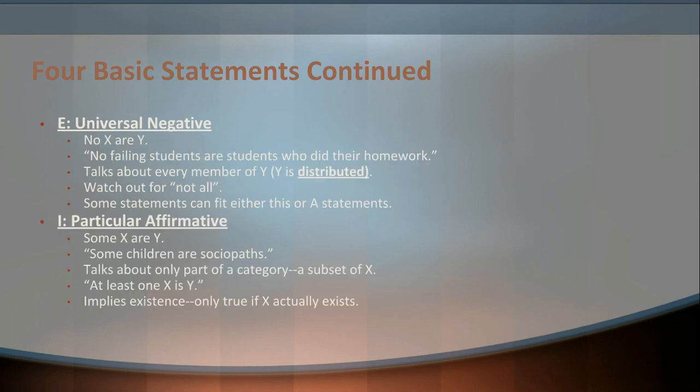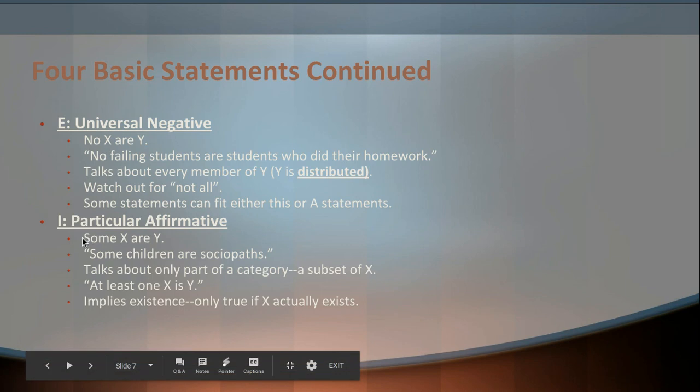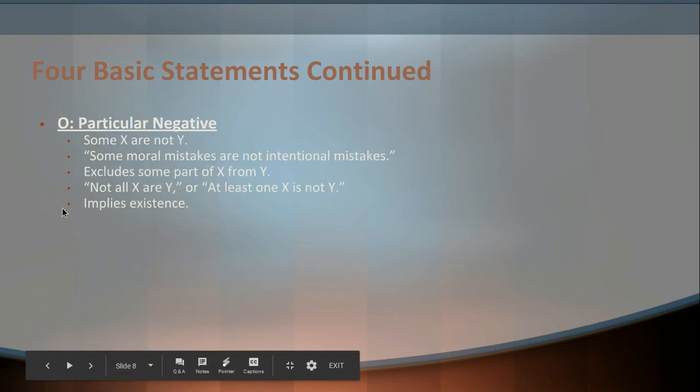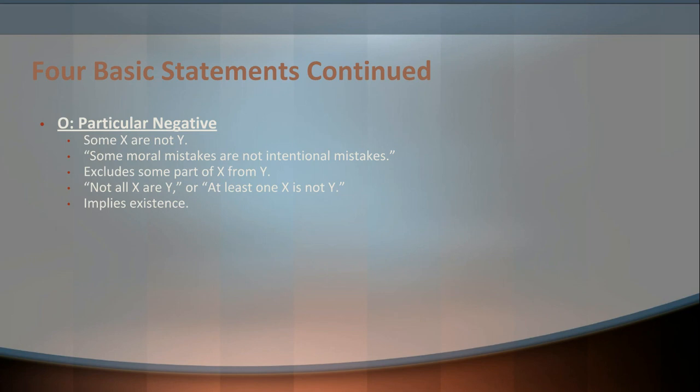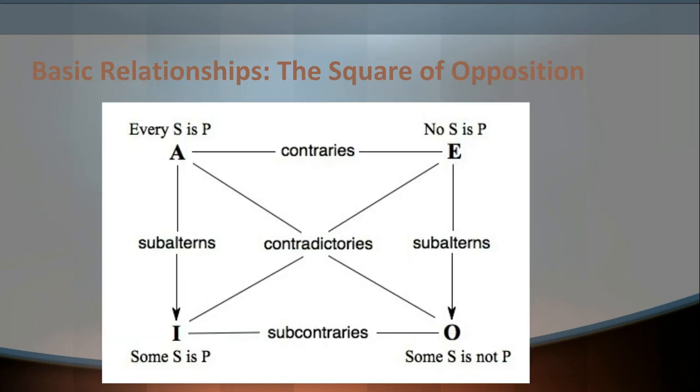And it's also worth noting and rephrasing again, because it's going to matter later. I statements, the particular affirmative, and O statements, the particular negative, do not distribute either of their terms. Again, this will come up later. So, those are the four basic statements. And all of categorical logic is built around how those four kinds of statements, how those four structures of ideas, relate to each other.